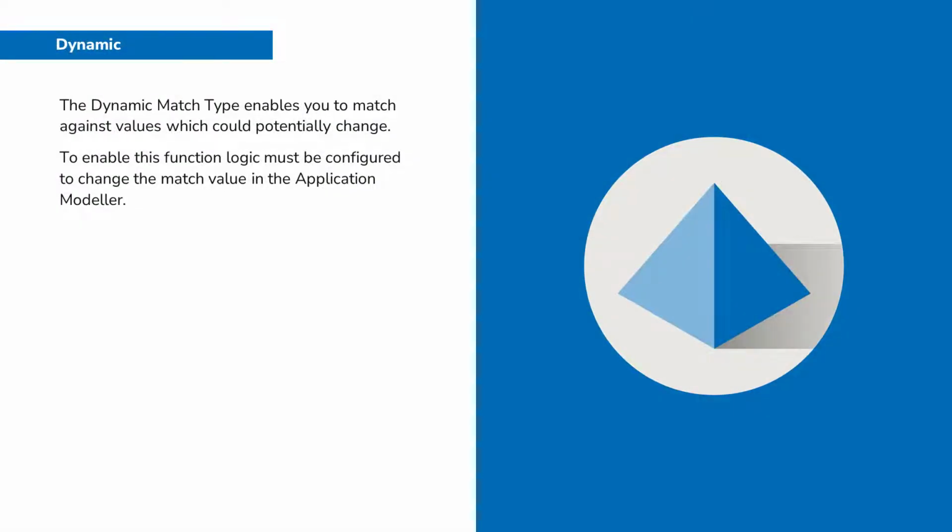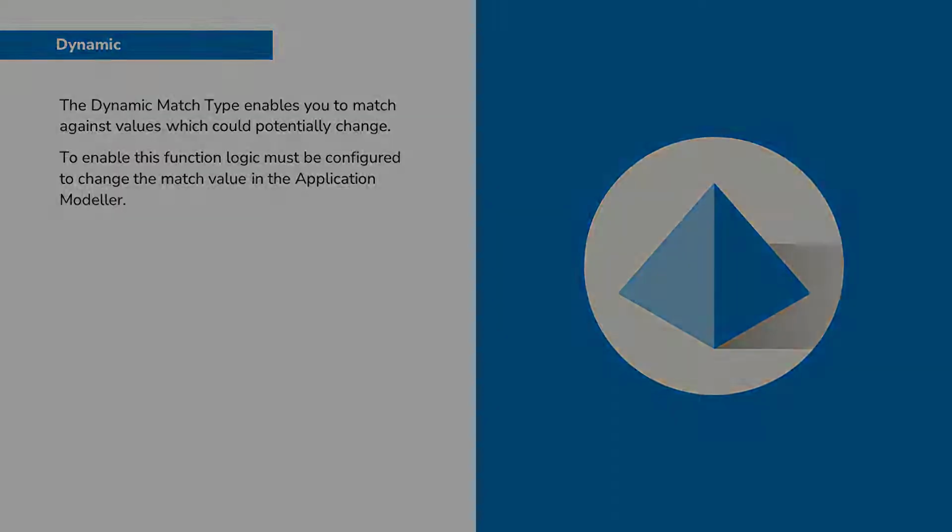The dynamic match type enables you to match against values which could potentially change. To enable this function, logic must be configured to change the match value in the application modeler. Let's take a closer look at how you change the match type in the application modeler.